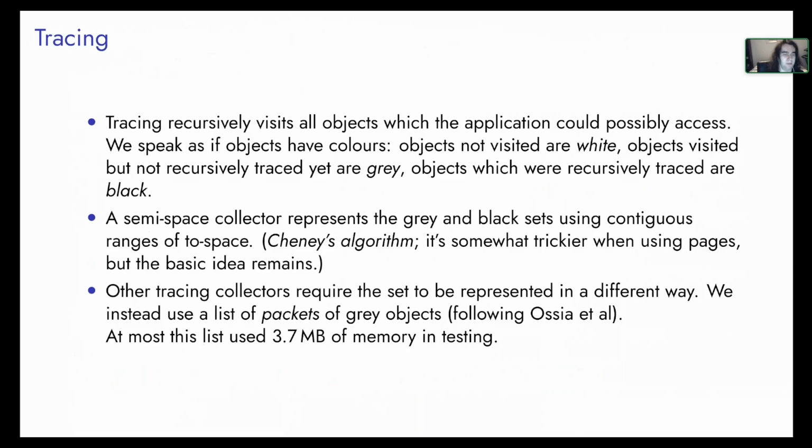So when I speak of tracing, I'm speaking of an algorithm which recursively visits all the objects that the application could possibly access. Now, to make our descriptions more succinct, we speak as if we're coloring in the objects. We start by having all the objects that we haven't visited be white, and then when we visit the objects, we turn them grey, and then once we visit all the objects reachable from slots in the object, we turn that object black. A semi-space collector is able to represent the grey and the black objects using contiguous ranges of the two-space that we're copying into. This is called Cheney's algorithm.